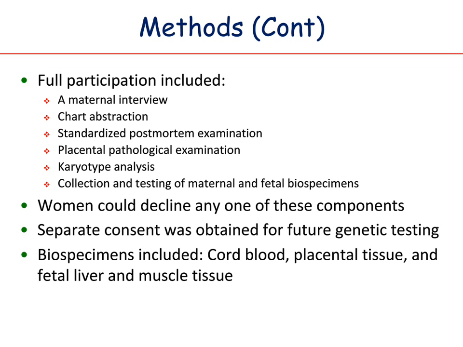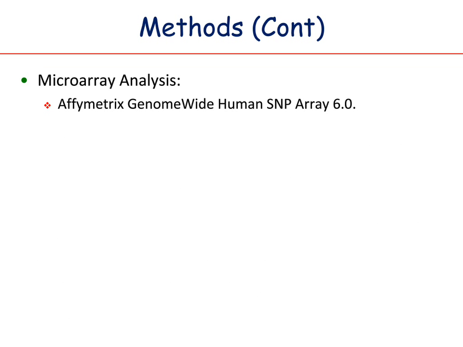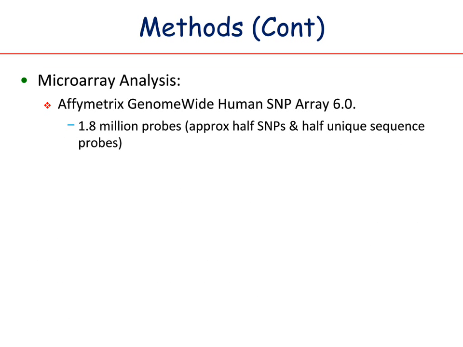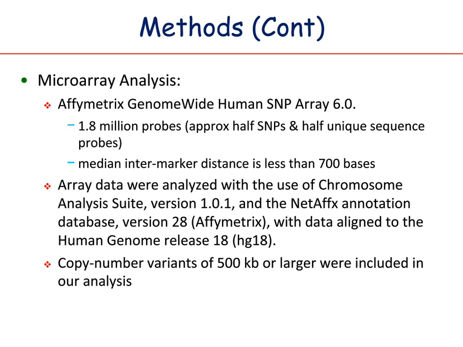Biospecimens included cord blood, placental tissue, and fetal liver and muscle tissue, and karyotypes were analyzed in university-affiliated cytogenetics laboratories. The microarray analysis was done using the Affymetrix SNP 6.0 array, which has 1.8 million probes. The array data were analyzed using the CHAS, or Chromosome Analysis Suite software, and Human Genome Build 18. Copy number variants of 500 kb or larger were included in the analysis.